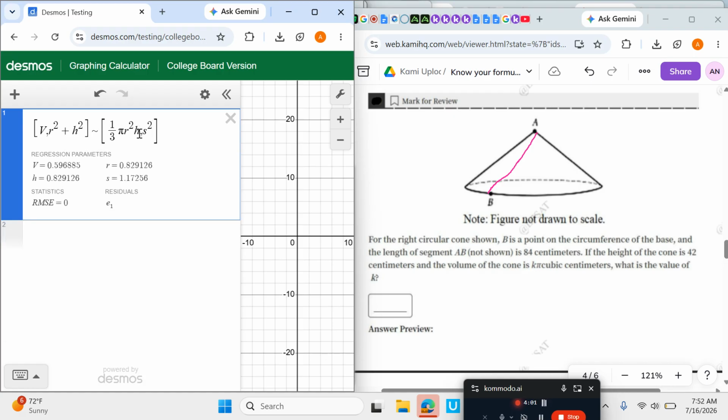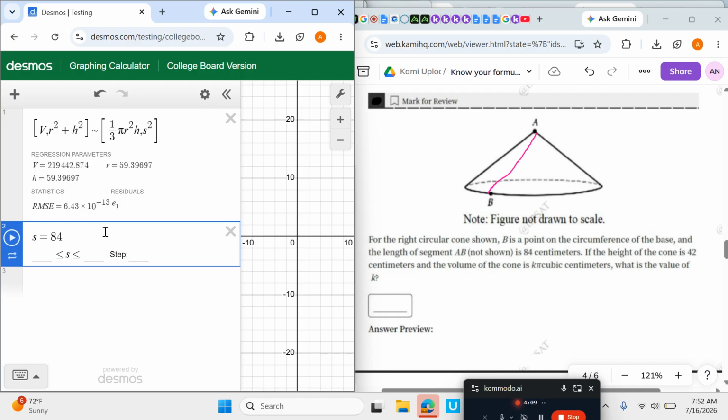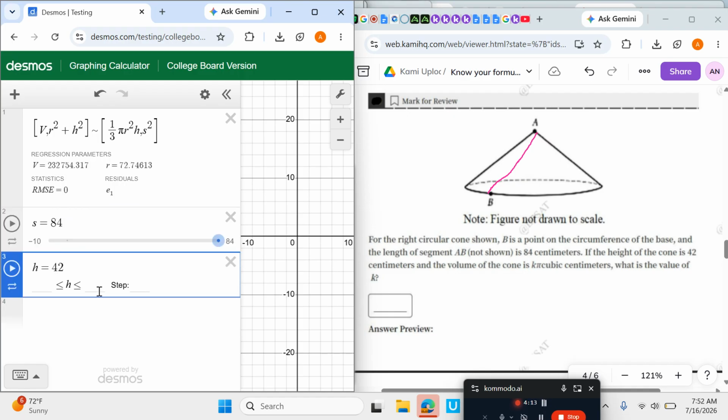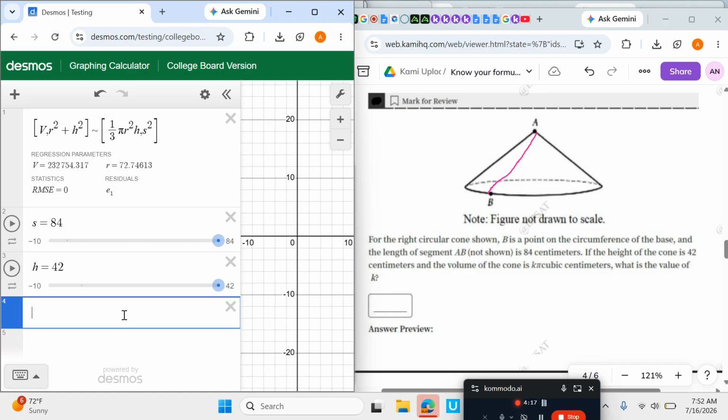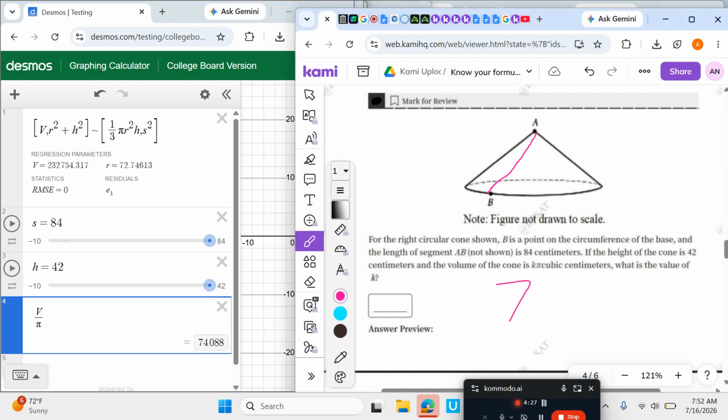And then let's just fill in what I have. The length of segment AB. What is AB? AB is the slant height. So I say AB is 84. And then it says height is 42. Look at that, guys. Then I have to divide the pi out. So I do V over pi. Whoops, capital V, right? Small things make a difference there. So capital V, 74088.